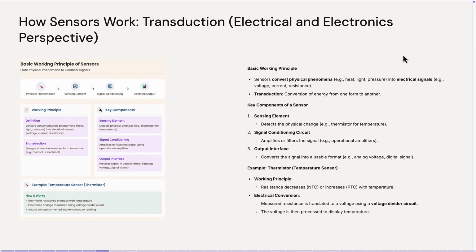So what is transduction? The definition is to convert a physical phenomenon, for example heat, light, or pressure, into an electrical signal. Give me one sensor or device that you know that can convert light into electricity. Solar panels. They have cells, photons, that absorb the light, and they convert this into an electrical signal. So this is one application.